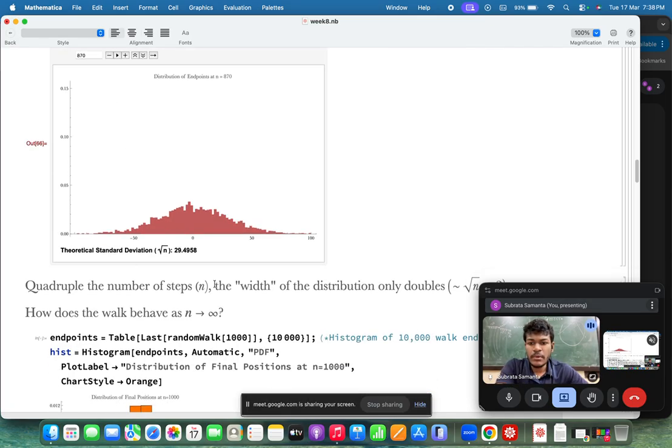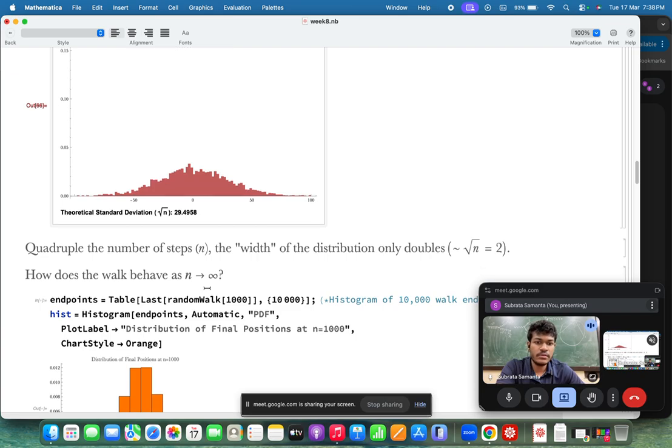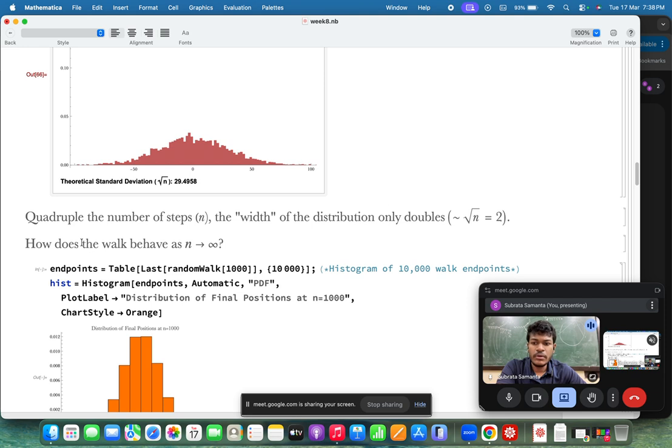So, quadruple the number of steps. If you increase the number of steps 4 times, the width of the distribution only doubles, the square root of 4 is 2, because this is the square root of n. How does the walk behave as n goes to infinity?